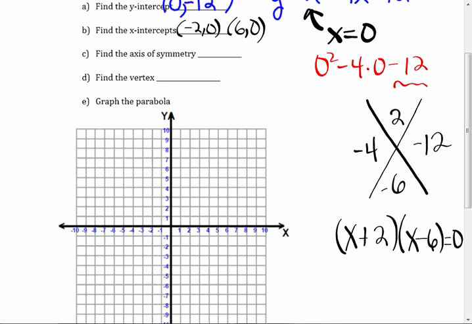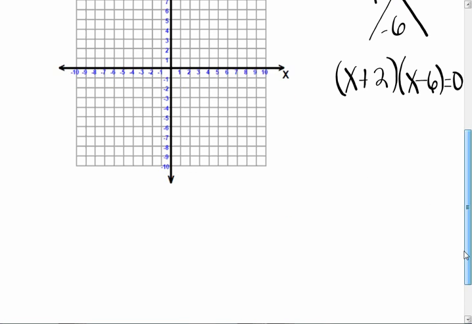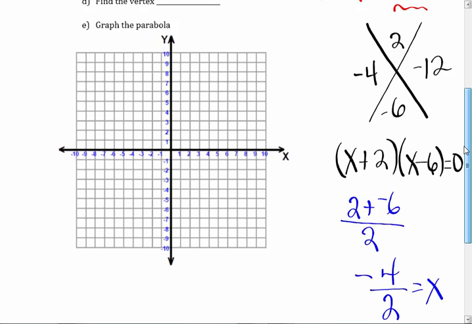Now, do you remember how to find the axis of symmetry? What do you do with these two numbers? You add them up, 2 plus a -6, and you divide by 2. So 2 plus negative 6 is positive or negative? Negative 4 divided by 2. That's what my x value is. So x equals negative 2.